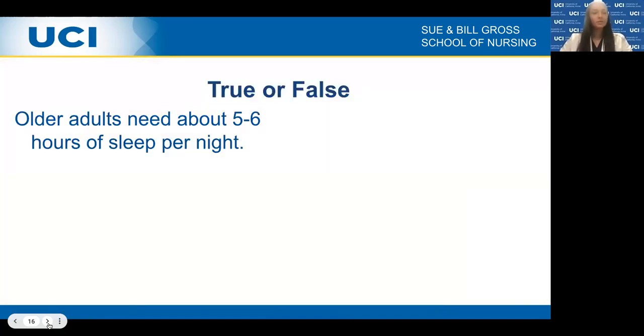And now we have a true or false question. True or false? Older adults need 5 to 6 hours of sleep per night.